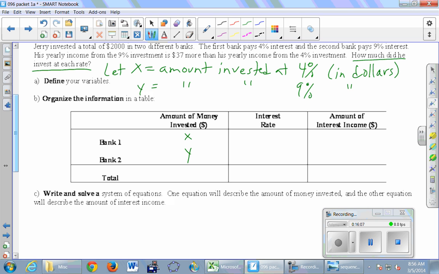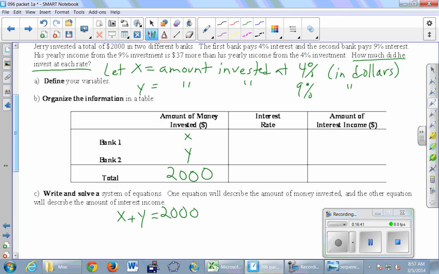You could say X plus Y, but again, we want numbers in that bottom row. So the total is going to be in the problem. How much was invested in total? $2,000. So that goes there. And even at this stage, you might be ready to write down an equation from that column, right? What's the equation from that column? X plus Y is 2,000, which makes sense. We didn't need a table for that equation. You invested X and you invested Y. Altogether, it was 2,000.